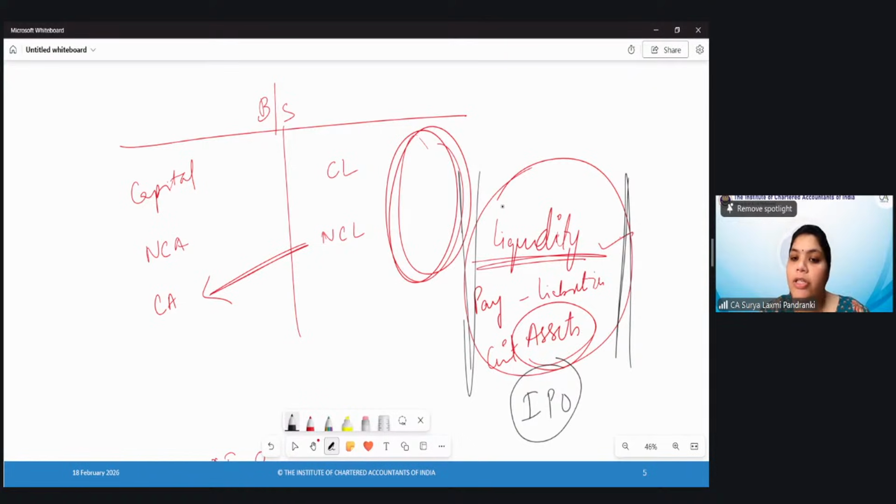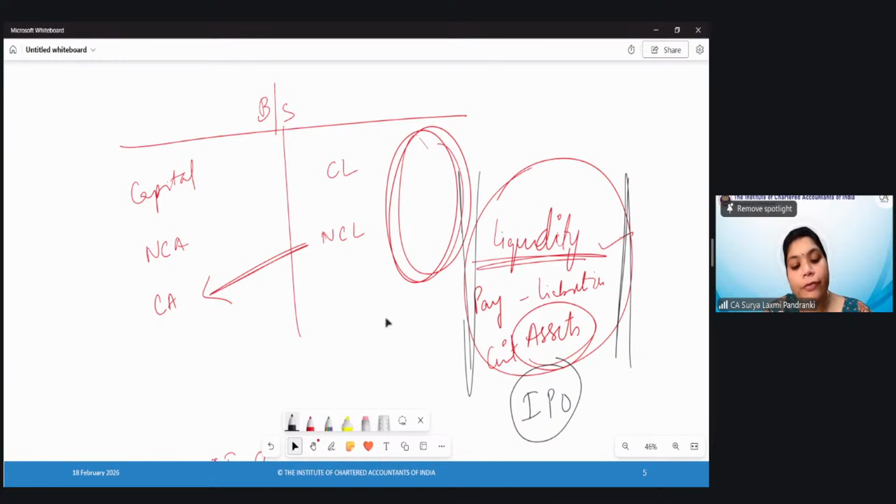If you are just a private company, till now you are just a private company, and now you want to move to a public company. You want to issue your shares to the general public, right? Then you go for an IPO in that case also.